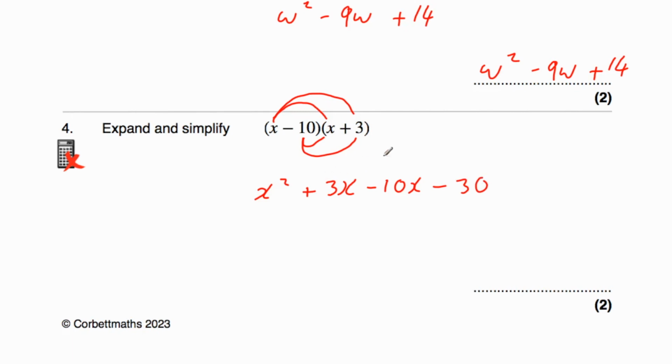And then if we have a look at our two terms in the middle, we've got 3x minus 10x. Well, if we had 3x and we take away 10x, we'd have minus 7x. So the answer is going to be x squared minus 7x minus 30. And that's it. Okay, let's have a look at our next question.